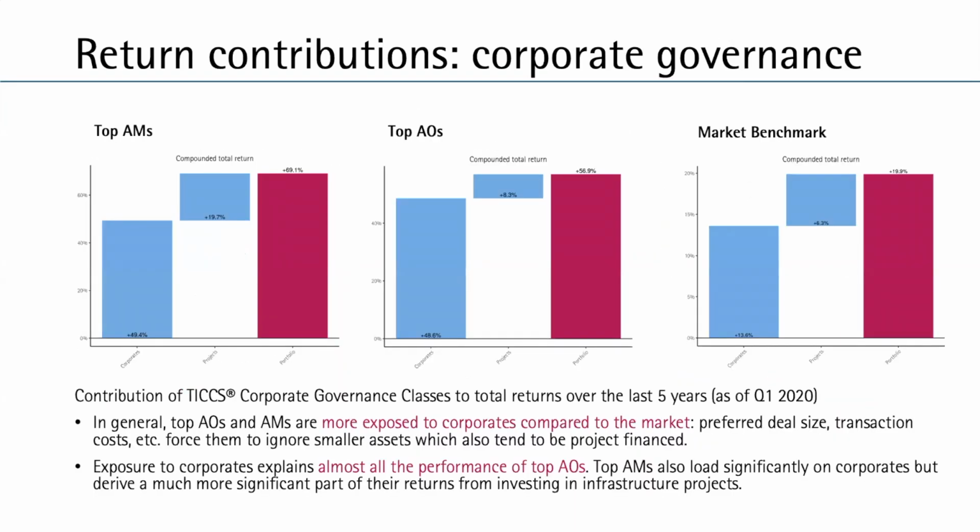Now moving on to another TEXP pillar, that's corporate governance. Here the story is also similar. Bulk of the outperformance is driven by large corporate assets, and that's also due to the higher exposure of both the portfolios to corporates. But we notice that for asset managers, projects have a significant contribution of total return, whereas this contribution is much smaller for top asset owners. And in the benchmark, this is quite sizable, approximately 25% or even more.